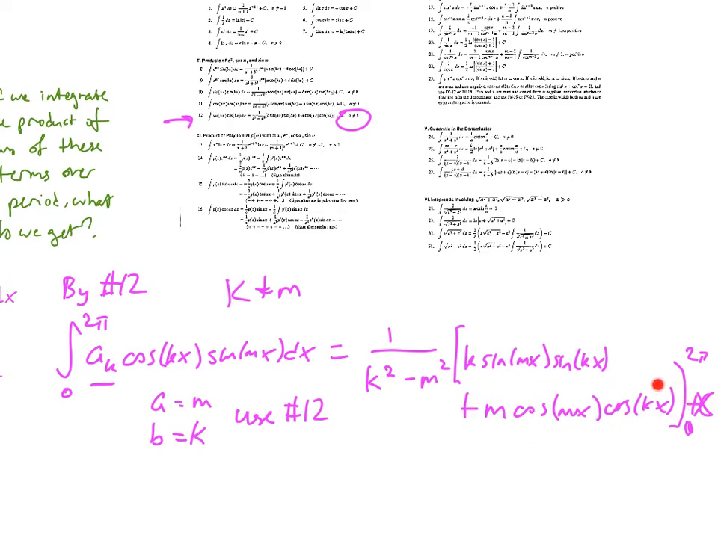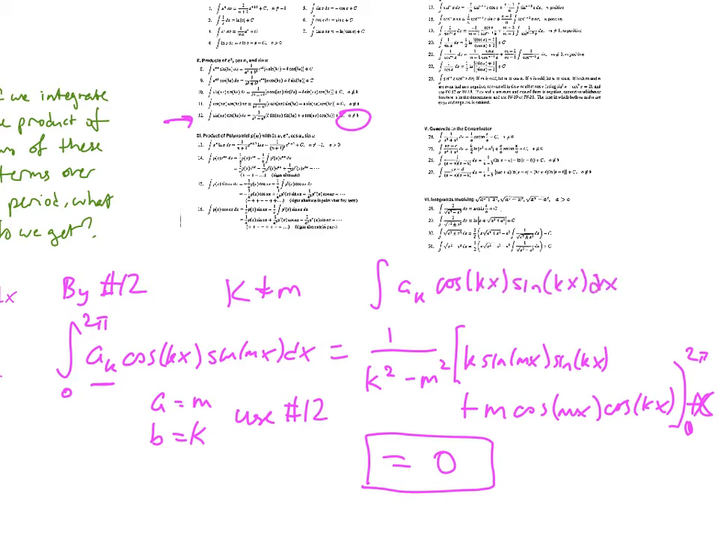When x is 0, I get m times 1 times 1, and at 2 pi I get m times 1 times 1. So the point is that this entire thing here evaluates to the same thing at 0 as it does at 2 pi. So this entire thing here is equal to 0 when k is not equal to m. Okay, and by the way, when k does equal m, then I'm talking about the integral of a sub k times cosine of kx times sine of kx. I'll just tell you, usually the way that we integrate this is we rewrite this as 1/2 sine of 2kx.